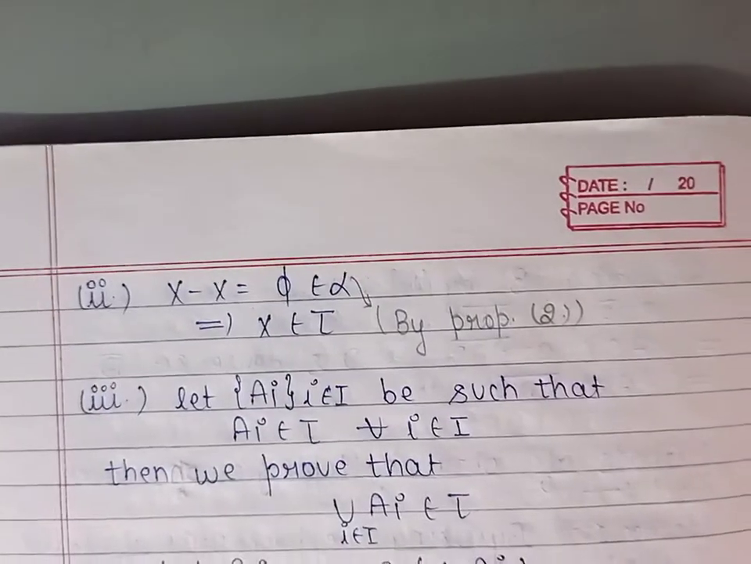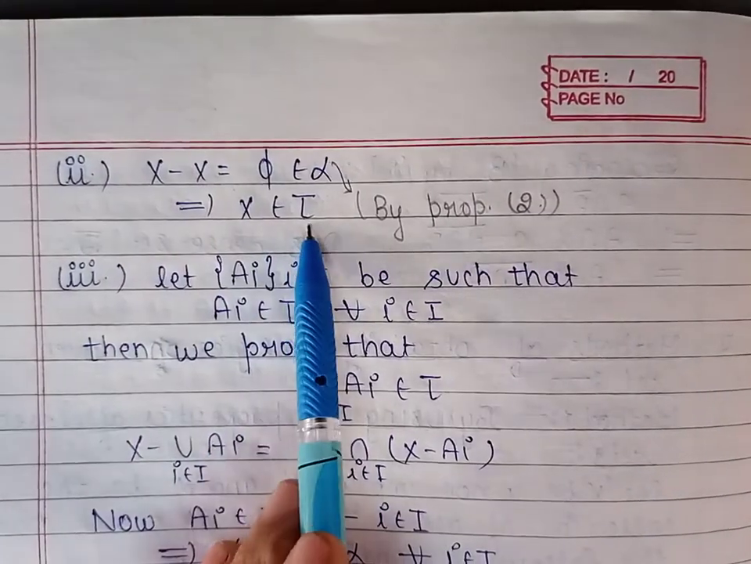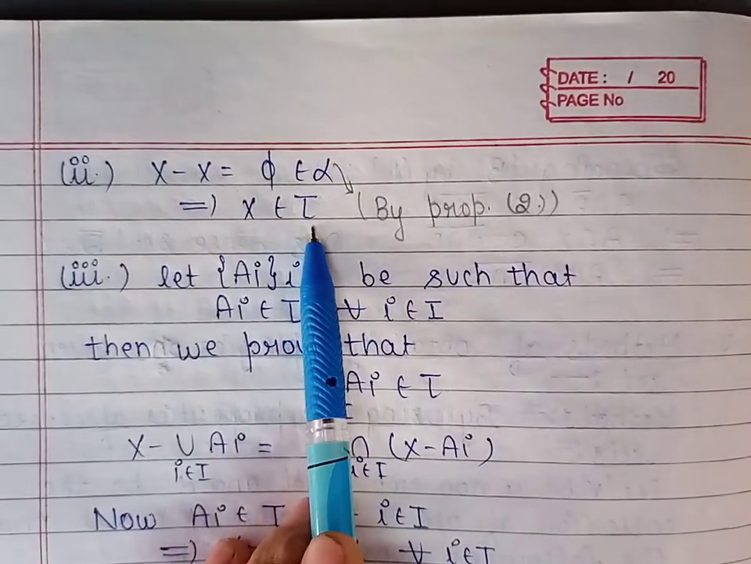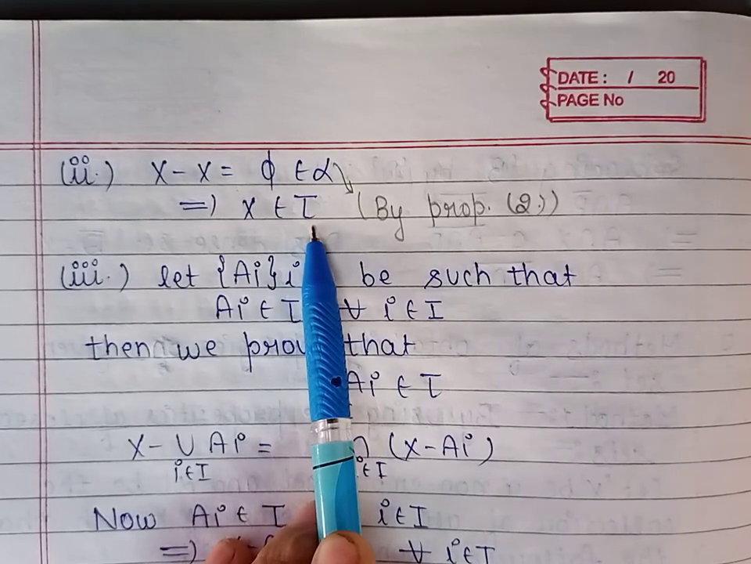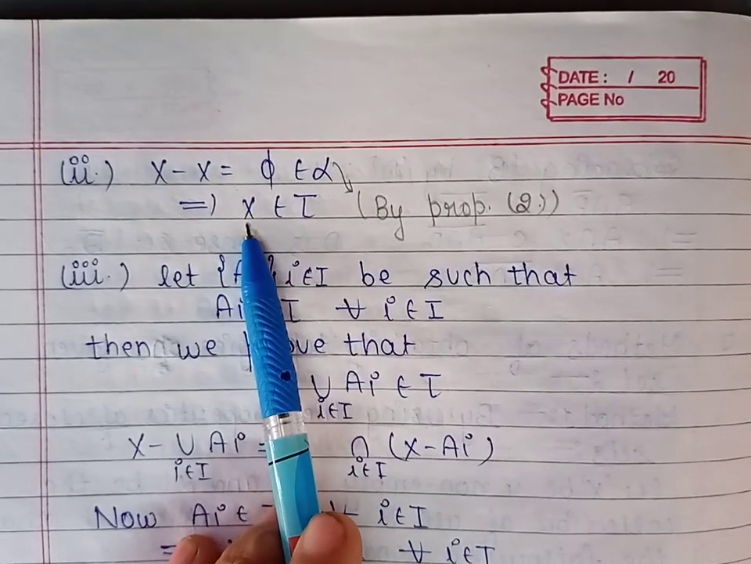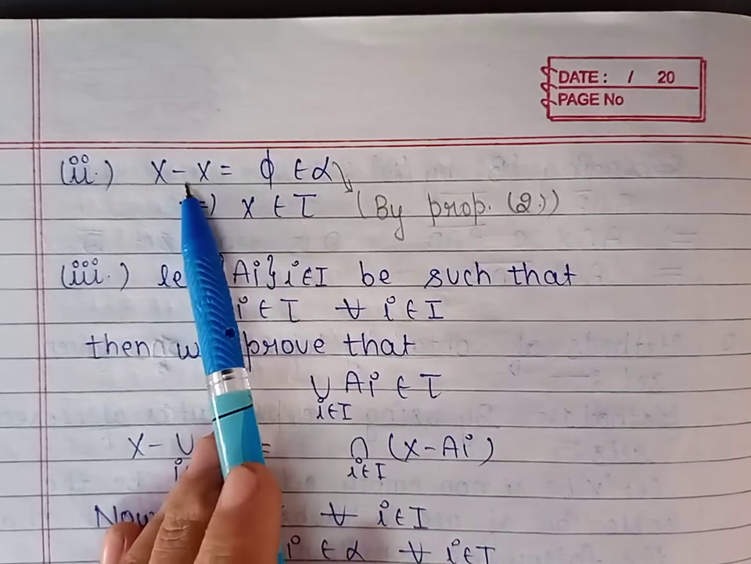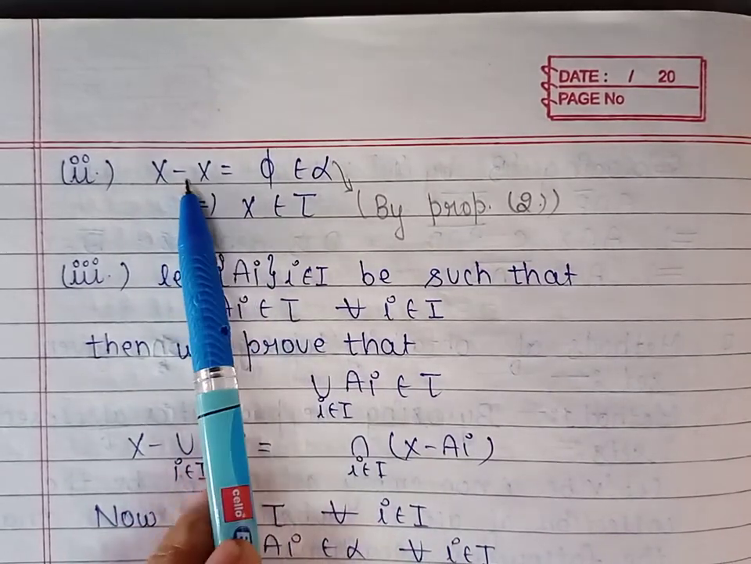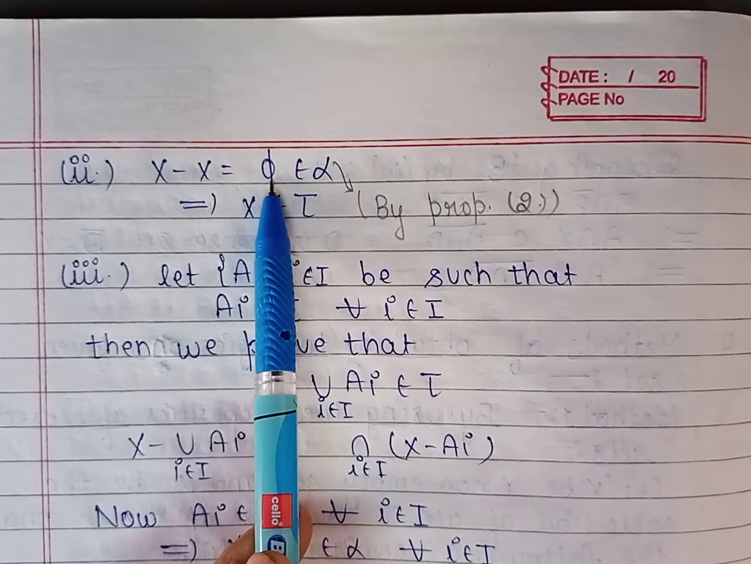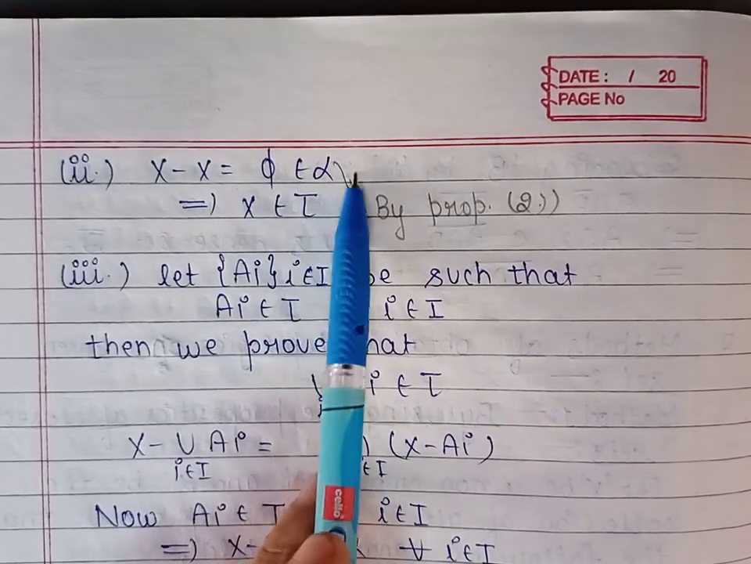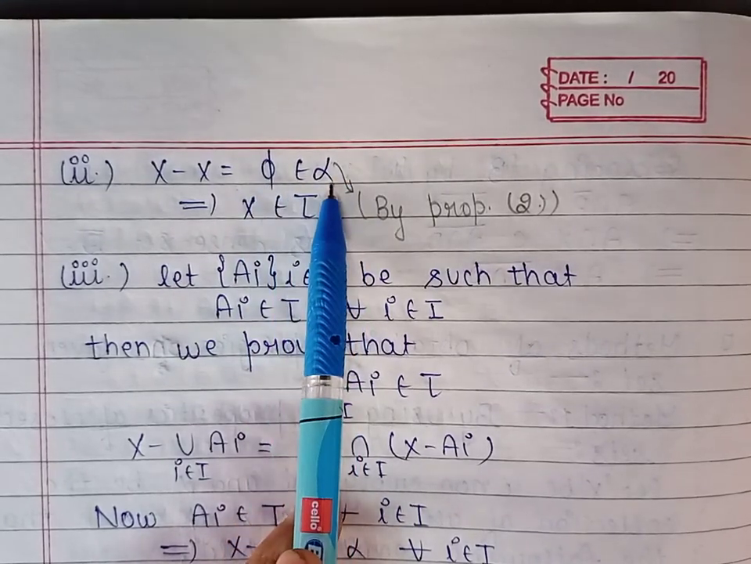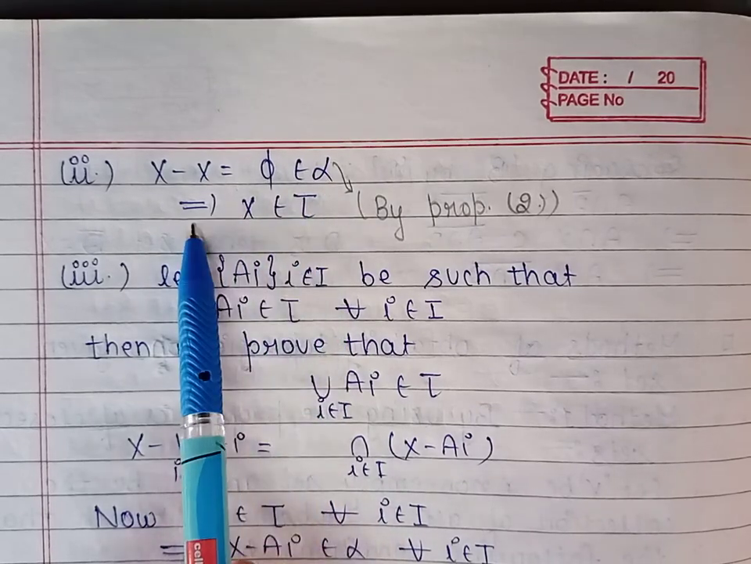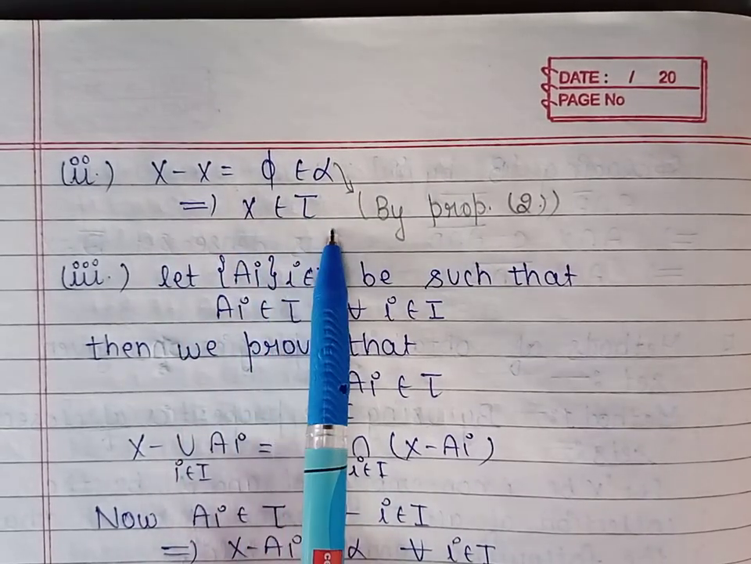Next we check X belongs to this collection tau. For this we have to check that the complement of X belongs to alpha. Now complement of X means X minus X, and X minus X is phi, and by the properties of collection alpha, phi belongs to alpha. So this proves that X belongs to tau.